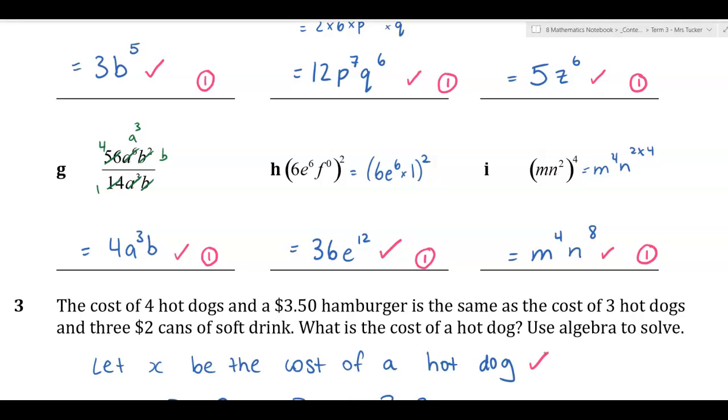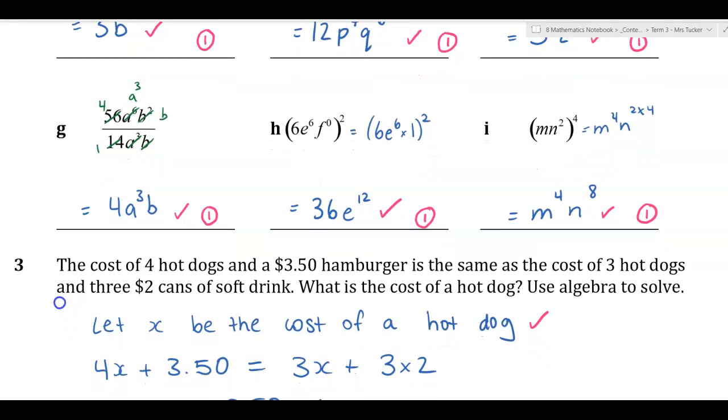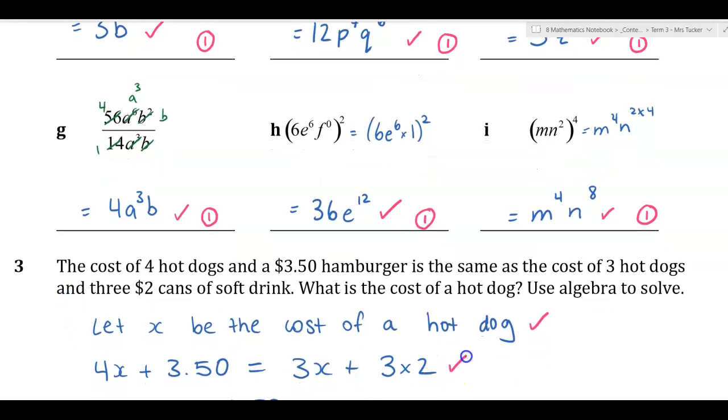Then we need an equation. We have 4 hot dogs, so that's 4x, plus $3.50 equals 3x plus 3 times 2, or 6. That'll give you half then, probably, for that equation. And then, Christian, if you've solved the equation correct and did the rest right, I can give you error carried forward. So that's okay. But just be careful with that equation.